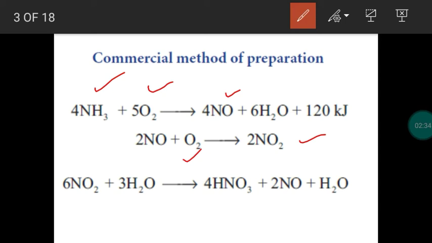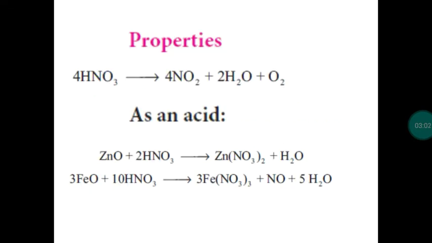Next, this nitrogen dioxide gas is passed into the absorption tower. We have an absorption tower containing water. When nitrogen dioxide gas passes through the water, it will be dissolved in the water. So we get nitric acid in larger quantity, along with the liberation of nitric oxide and water. This is the large scale preparation of nitric acid. With this preparation over, next, physical and chemical properties of nitric acid.